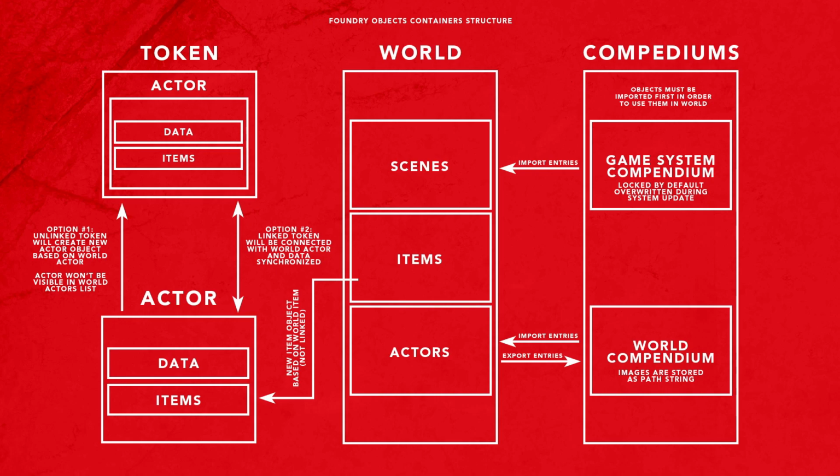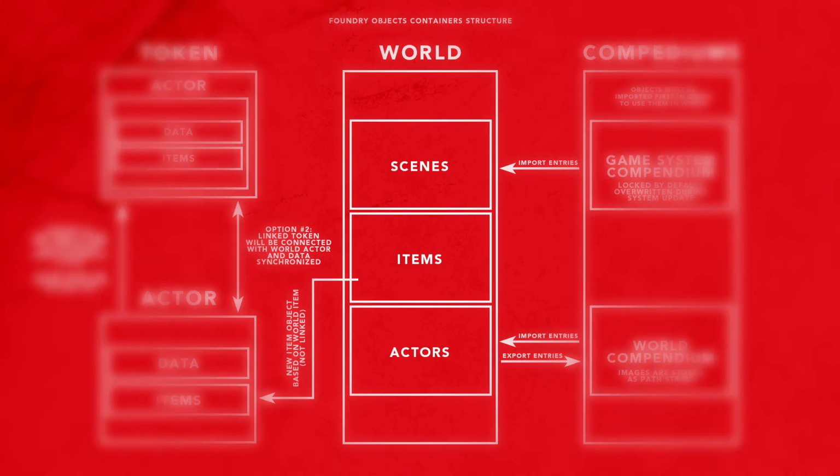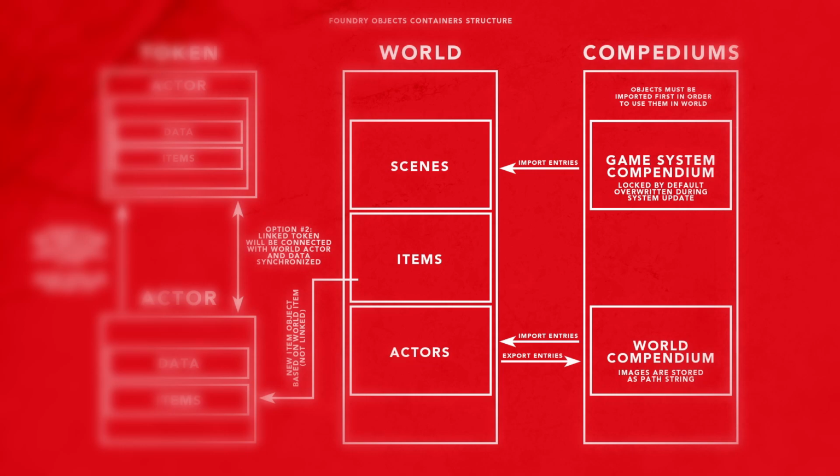Before we create our first object, I want to explain how Foundry is storing all the information at different levels, so you will have a better understanding of how things work. Let's start with world objects. These are all the objects you can see in your scenes, actors, and items directories. You cannot use objects directly from compendiums, they need to be imported first. During the import process, Foundry will copy all of the data and create a new object with the same values. This object won't be linked or synchronized with the one from the compendium.